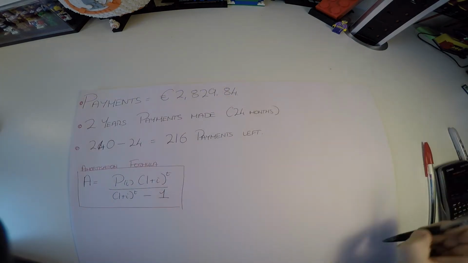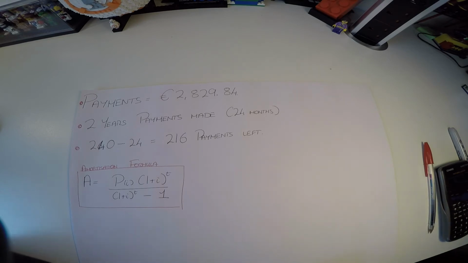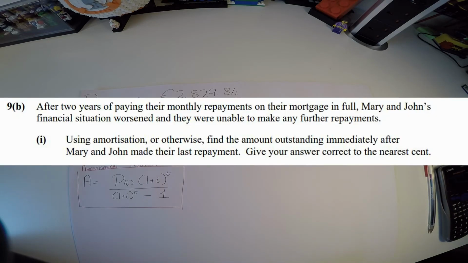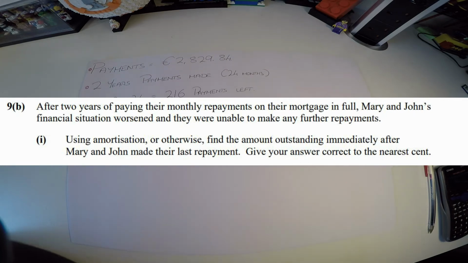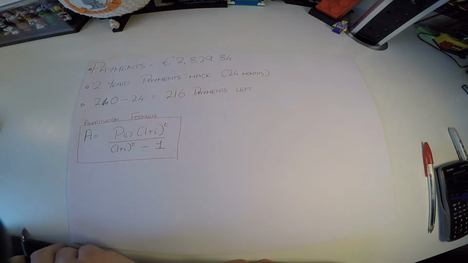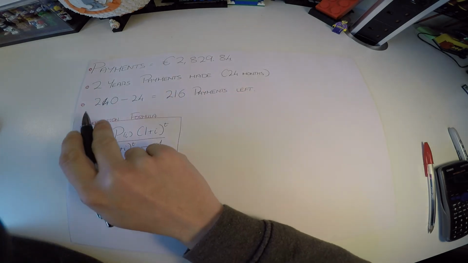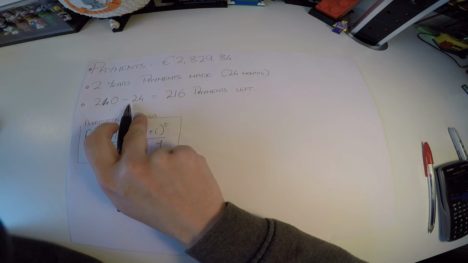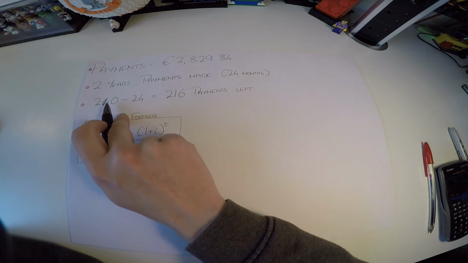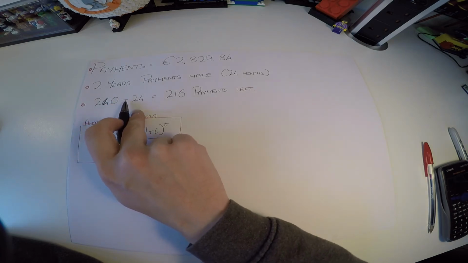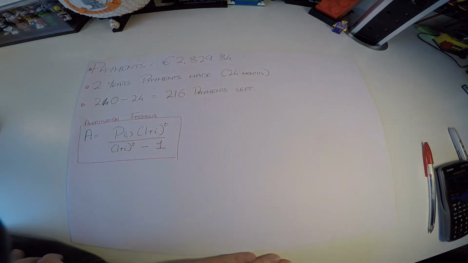So on to the next part. And the next part says after 2 years of paying their mortgage payments with no problem, their financial situation worsened and they were unable to make any further payments. So using amortization or otherwise, it says find the amount outstanding immediately after they made that last payment for themselves. So their payments were $2,829.84. They had 2 years payments made, 24 months done. They had a total of 20 years, sorry, to pay the mortgage. That's 240 payments minus 24 they had done, leaving 216 payments left.